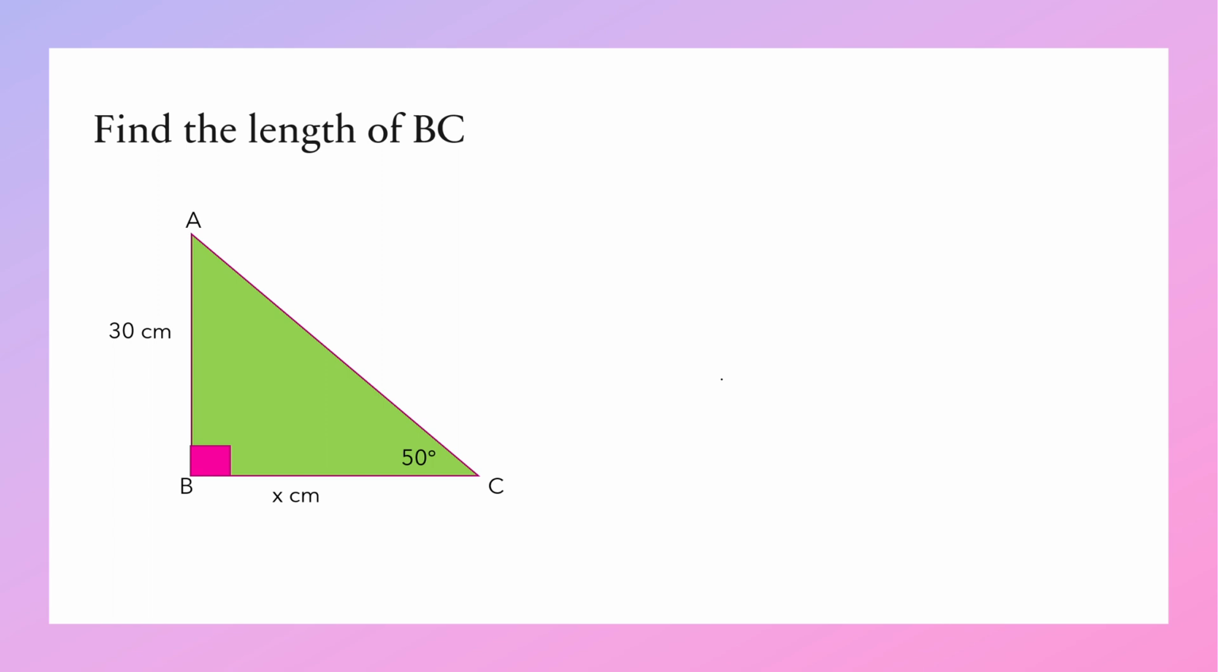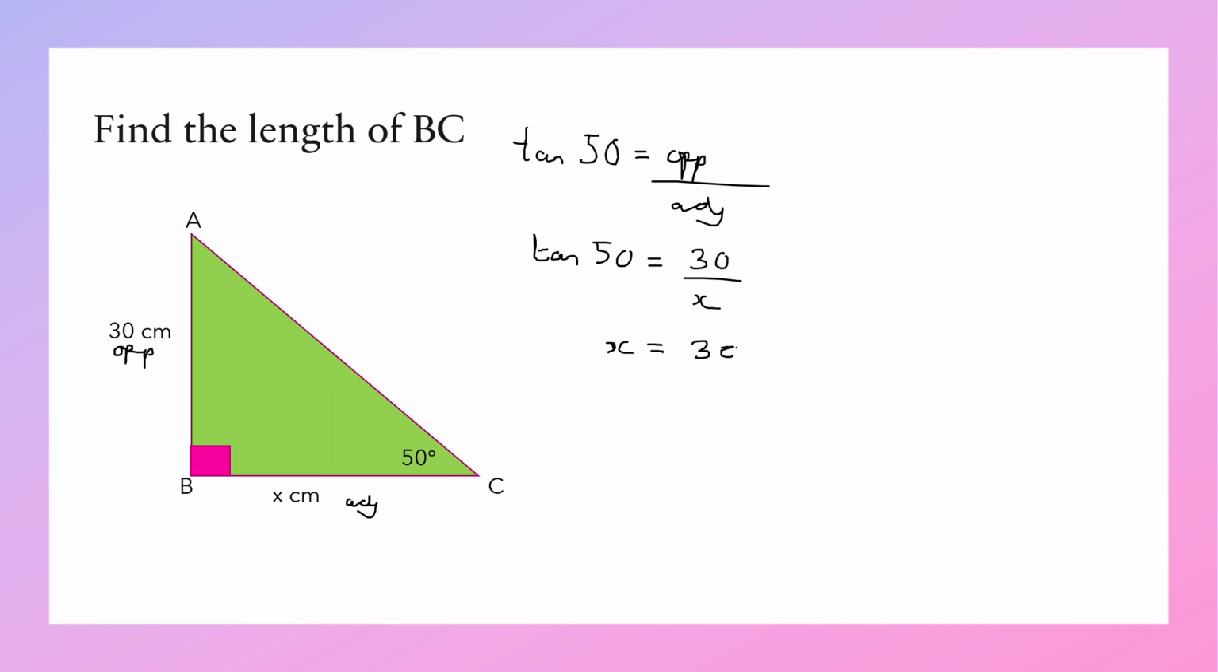Okay, now let's try a different one. What's the first step as always? We firstly label the sides, so we've got opposite and adjacent, and we've got our angle. So we need to write out the ratio: tan 50 equals opposite over adjacent. The opposite this time is 30 and the adjacent is x. So if we have tan 50 equals 30 over x, what's x equal to? It's going to be the same as 30 over tan 50. And what's 30 divided by tan 50?